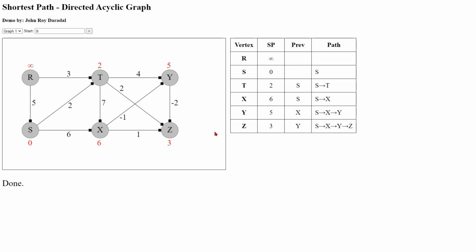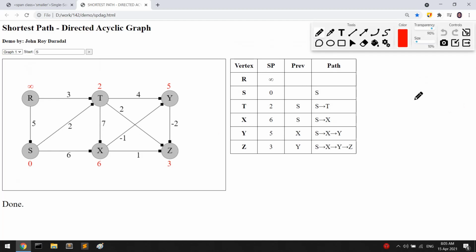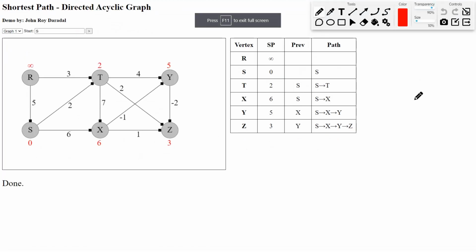So our shortest path lengths are as follows. From R to S, it's infinity because there are no edges going from S to R. Okay, there is an edge from R to S, but no edges from S to R. So R is actually unreachable. That's why it has a shortest path length of infinity. From S to S, well, it's just the node itself, so shortest path length of 0.